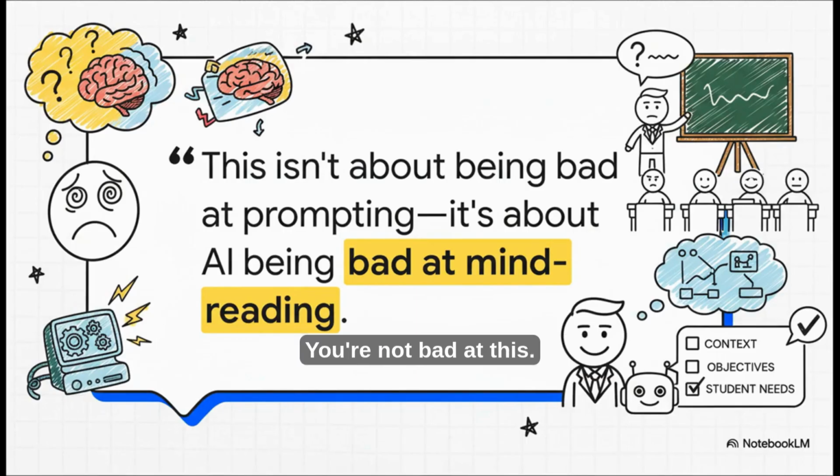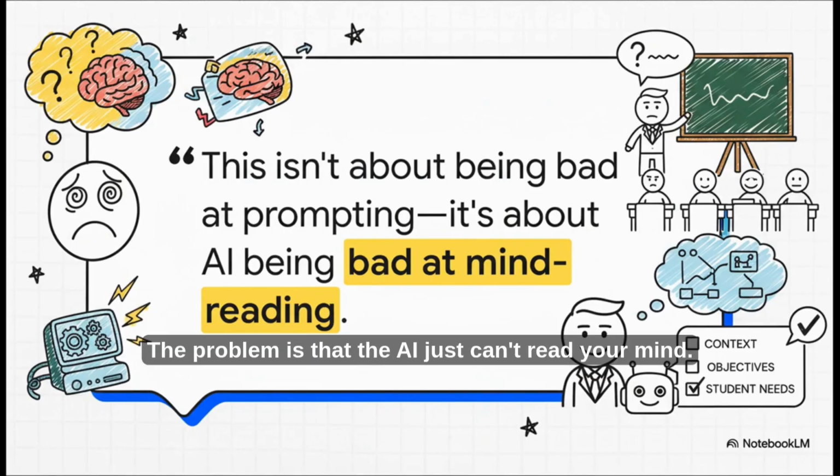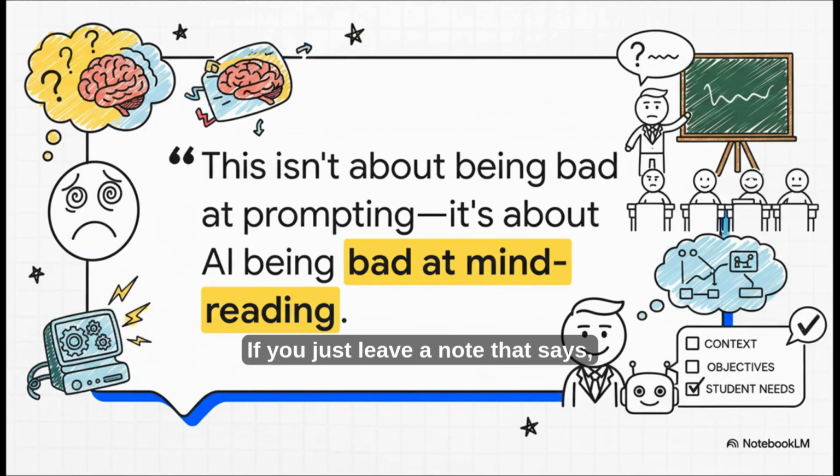And this right here is the core of it. You're not bad at this. The problem is that the AI just can't read your mind. I like to think of it like a substitute teacher. If you just leave a note that says, teach a lesson, who knows what you'll get? But if you provide some context, the objectives, a little about the students, you're going to get a fantastic result. AI is exactly the same.